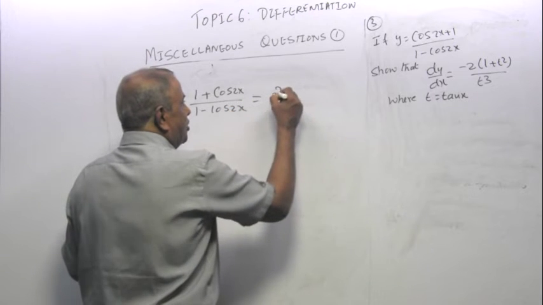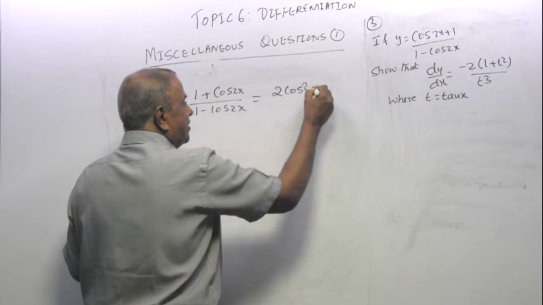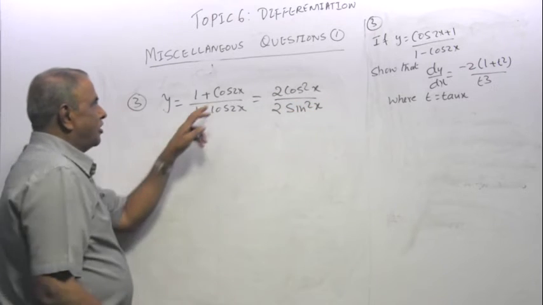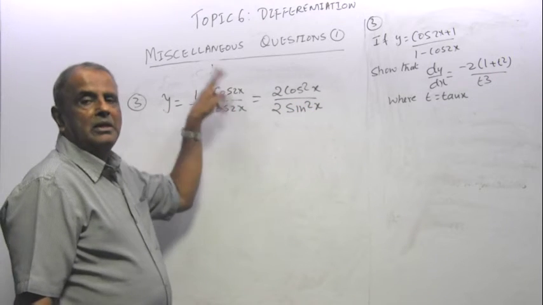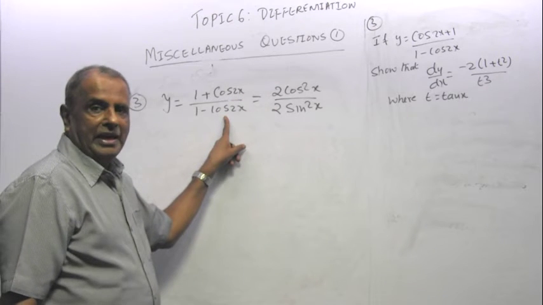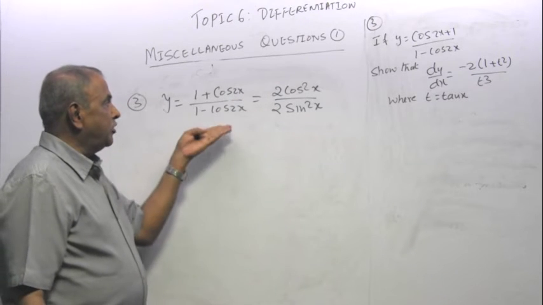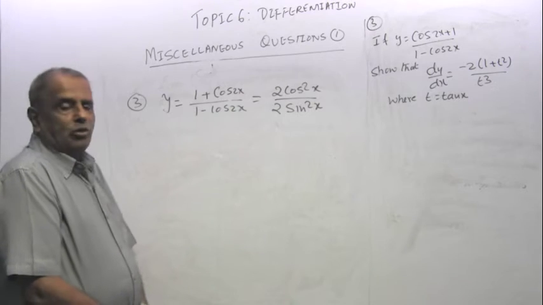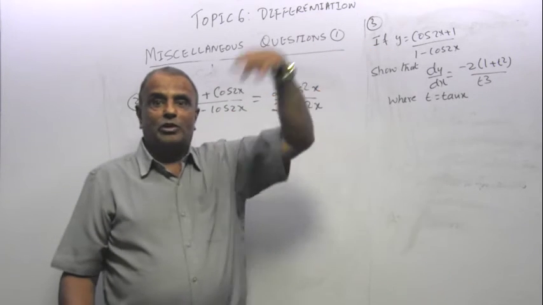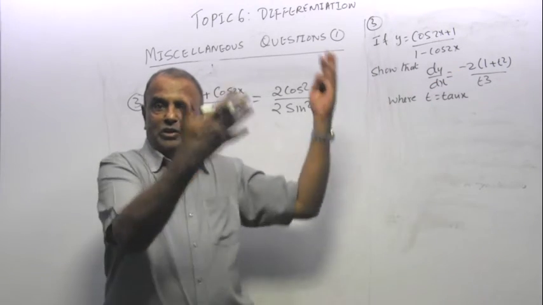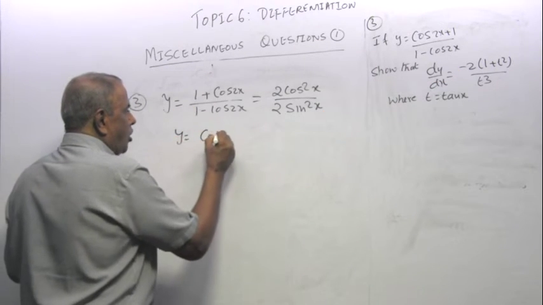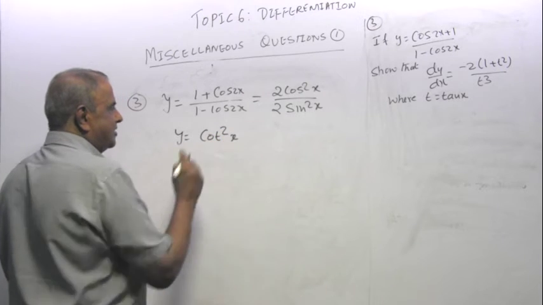That will be 2 cos squared x over 2 sin squared x. Because cos 2x is 2 cos squared x minus 1, 1 and minus 1 will cancel. Cos 2x is 1 minus 2 sin squared x. Otherwise, you might say, sir, why don't you write cos squared there as well? Then I'm going to have 2 minus 2 cos squared x. What's the use? Then you say 2 times 1 minus cos squared x, 2 times sin squared x. So why do that when you can do it directly? So y equal to cot squared x.